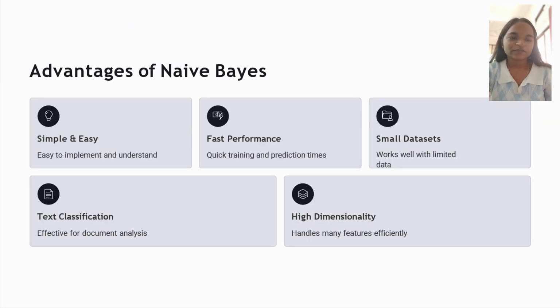I am going to explain the advantages of Naive Bayes. Naive Bayes has several advantages that make it a popular choice for classification tasks. It is simple and easy to implement. It requires less training data compared to other algorithms. It is fast and efficient even for larger datasets. It performs well in text classification and multi-class prediction problems. It can handle both continuous and discrete data, and is used in spam detection, document categorization, and sentiment analysis.